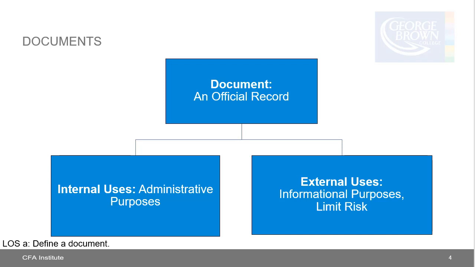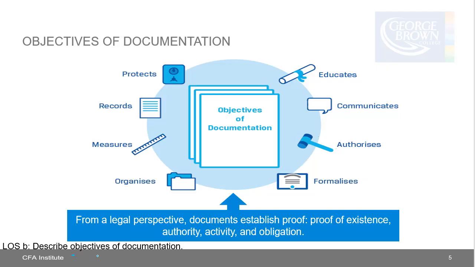Some documents are for internal use only. They are generally administrative and reflect a company's philosophy, approach, and activities. Other documents are for external use. These documents convey information to and from the public domain and often help limit the risks that interaction with the public creates. Learning outcome statement B is describe objectives of documentation.